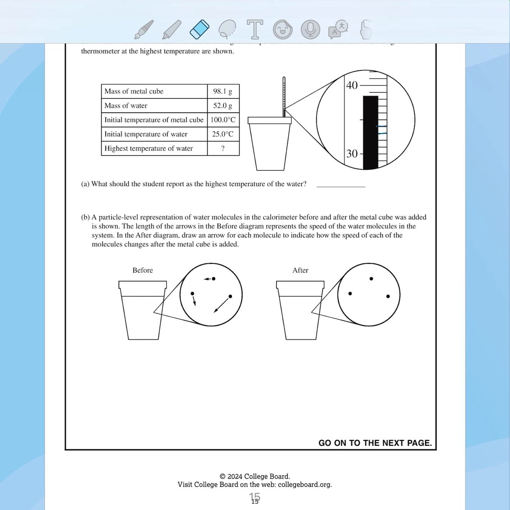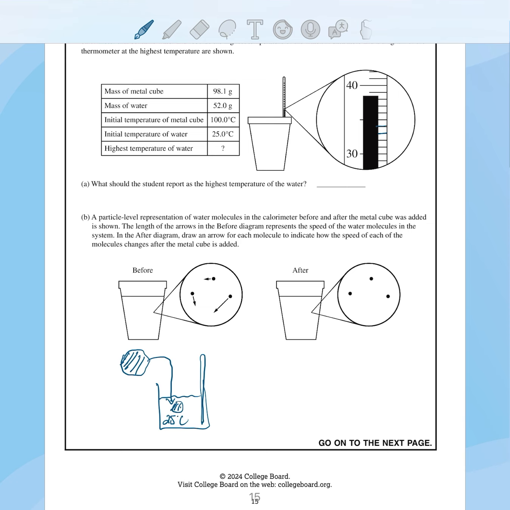I'm just going to scroll down a little bit and draw a little diagram of what I think is happening. So I have a little calorimeter, a coffee cup, it could be a beaker of water. If I look at my data table, there's 52.0 grams of water, and it has an initial temperature of 25 degrees Celsius. Then I'm going to take this metal cube that I heated up to 100 Celsius and put it in the water. And I've got a thermometer in the water.